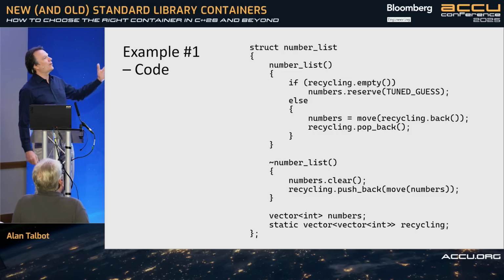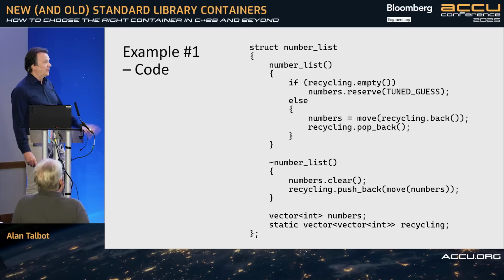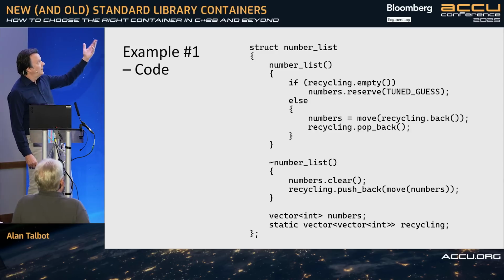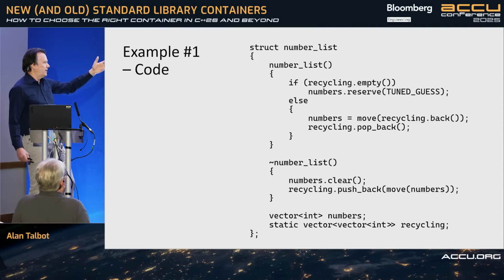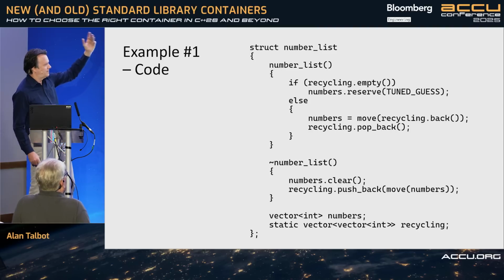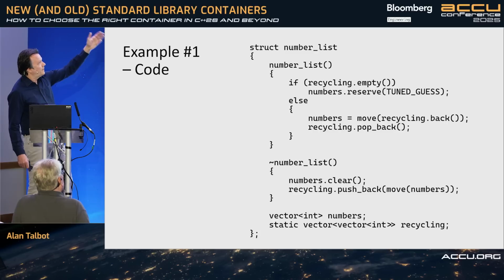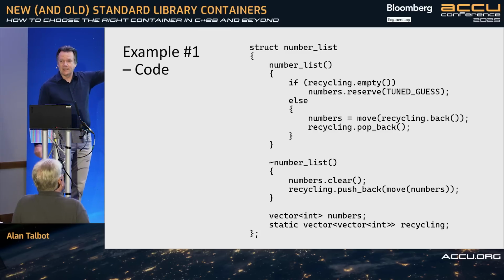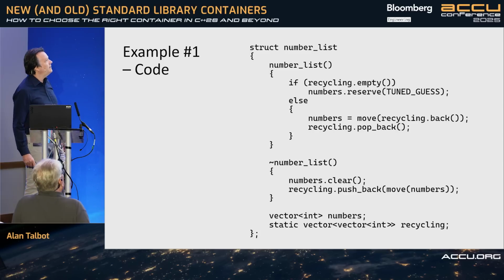So this is an extraordinarily simplified example, but this runs and works. You can use this class all over the place. I mean, obviously it would be a template, whatnot. I just did this with ints, but if there's nothing in the recycling bin, we're just going to do some sort of intelligent reserve, if we can, and we're off and running.